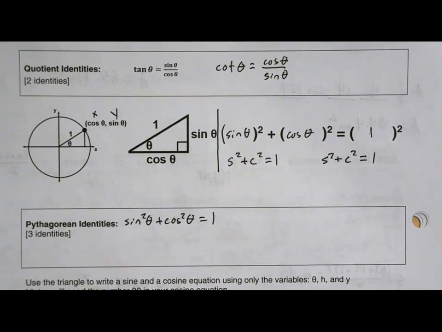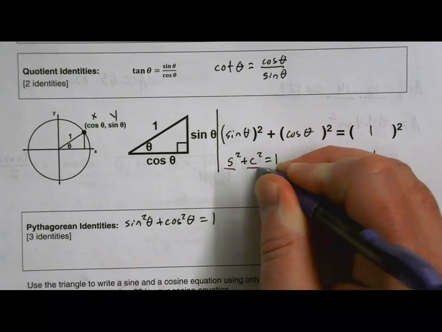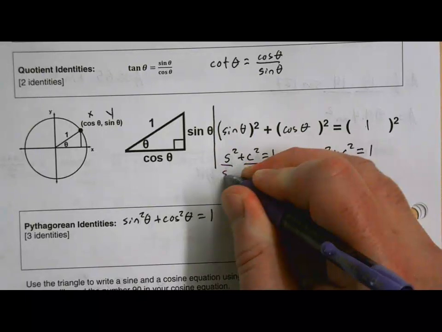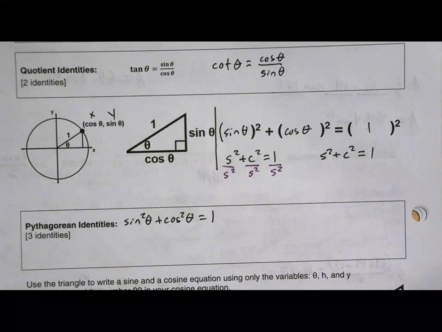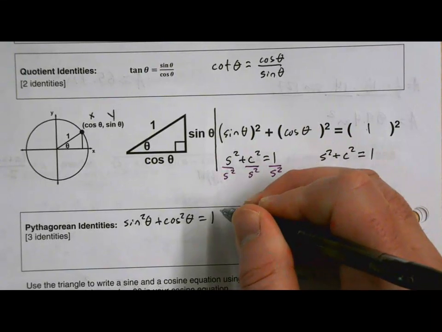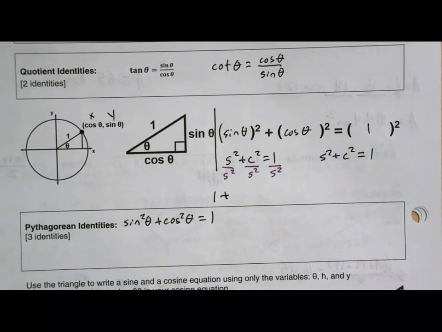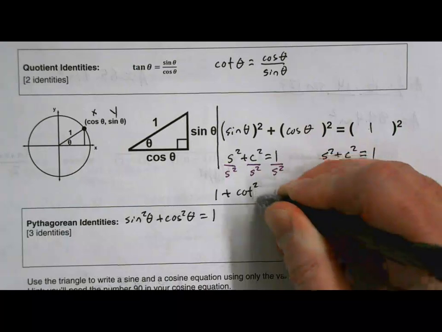And I can get my other 2 Pythagorean identities by just taking this primary one and dividing everything strategically by either sine or cosine. If I divide it by sine squared, what do I end up getting? What is sine squared over sine squared? 1. Plus, what is cosine squared over sine squared? Cosine over sine, is that tangent or cotangent? That's cotangent, but it would be cotangent squared, agreed?